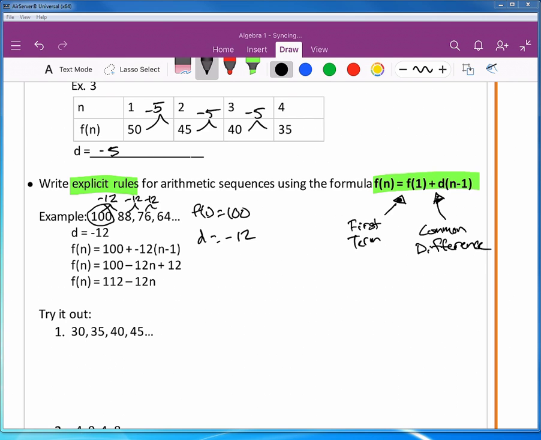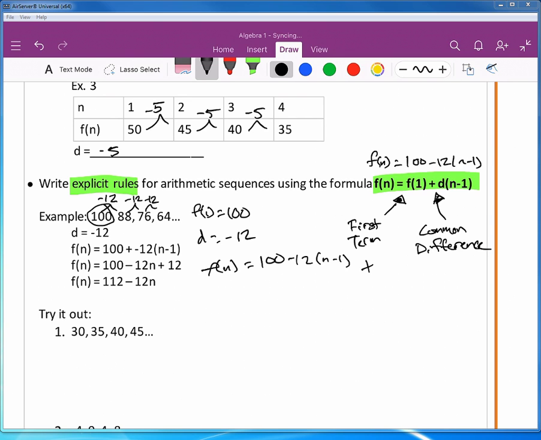So I'm going to plug it into the equation, okay? If you notice, f of 1 goes first. So in the example, 100 would replace the f of 1. Well, let's go ahead and write the f of n so we're clear. And then d is negative 12. So I'm going to replace this positive d with a negative 12. N minus 1 always stays the same, okay? So for the example, your explicit rule would be f of n equals 100 minus 12 times n minus 1. The only thing here is we can simplify.